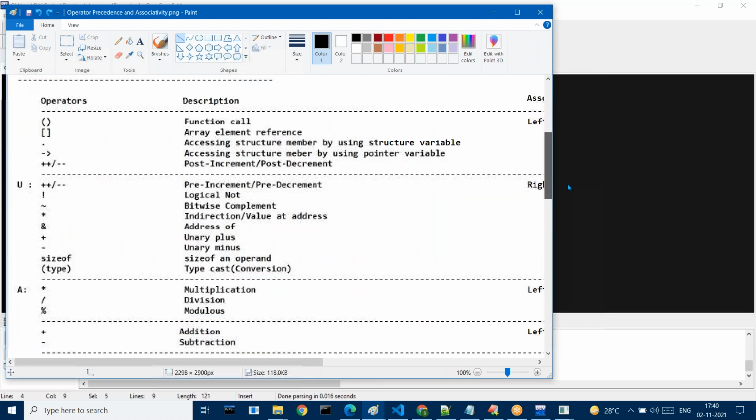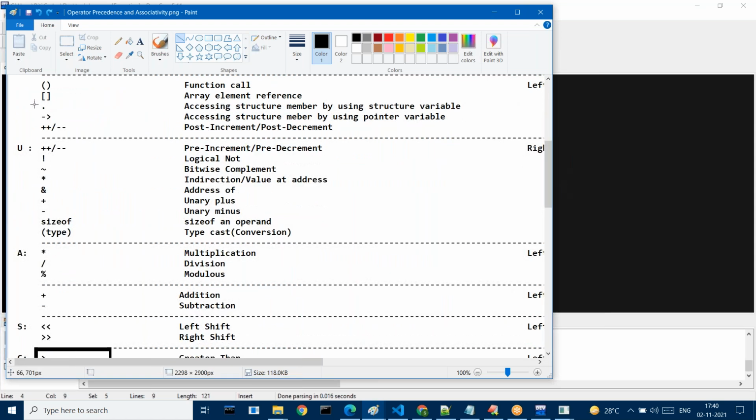You ask black. So I ask you to remember a very small thing: dot, arrow, post increment, post decrement. Remaining, top to bottom, everything automatically comes, just by remembering you ask black.